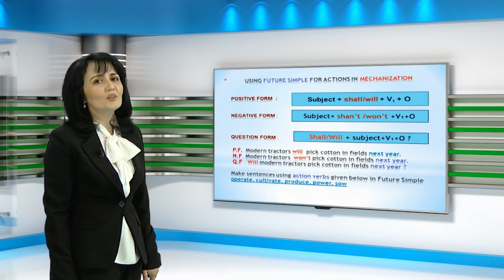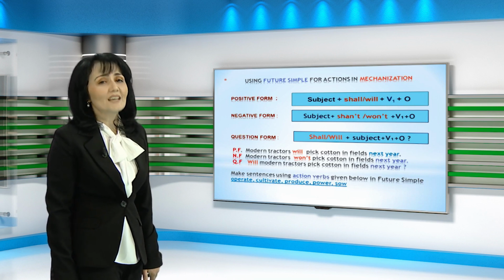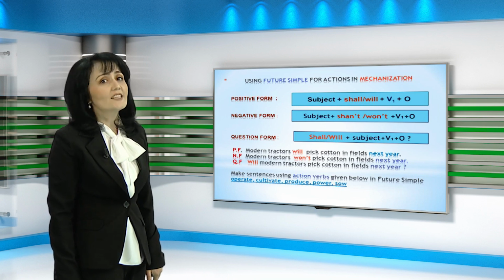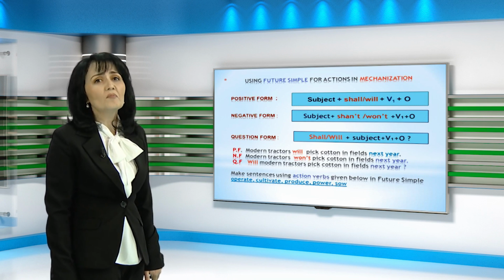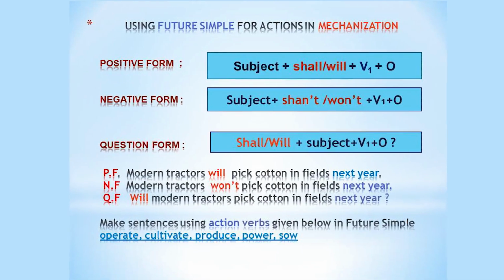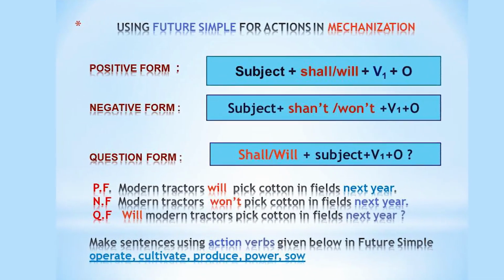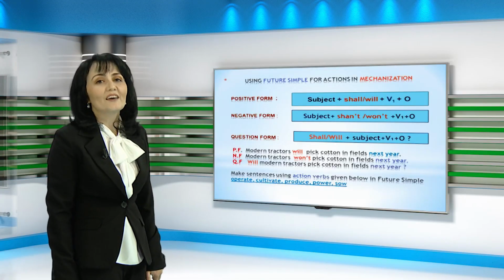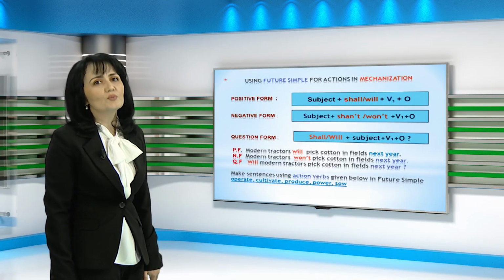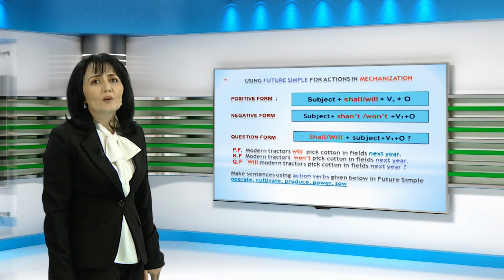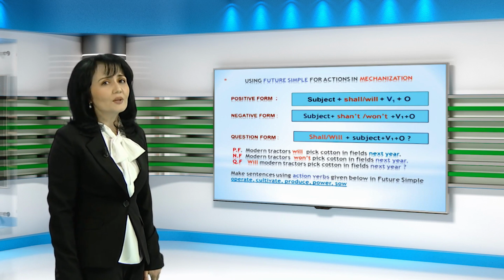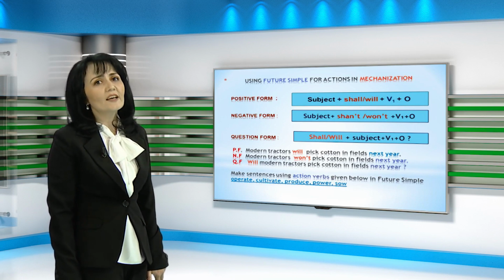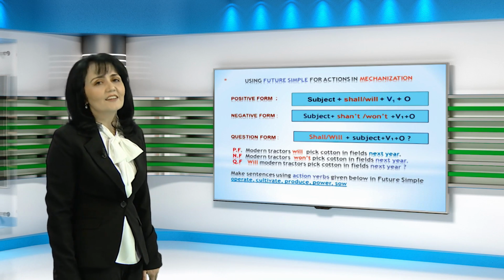Whenever you use positive form, you should follow subject plus auxiliary verbs shall, will plus verb 1 plus object. Please remember that you can use shall for the first person singular and first person plural. In other cases, you can use will. We know that will can be used more widely than shall, but in British English, shall still exists.